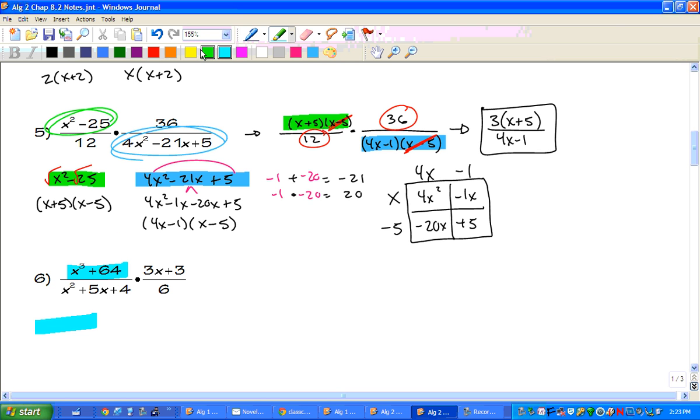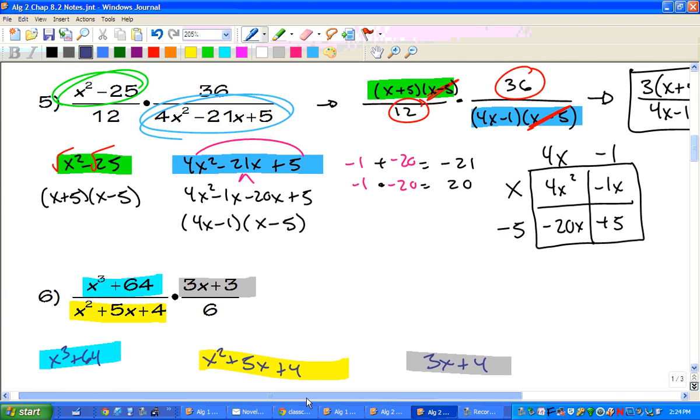I'm going to highlight all the things that look like they can be reduced. So we have the x cubed plus 64, we have the x squared plus 5x plus 4, and then the 3x plus 4. Now, let's take a closer look at each one of these.